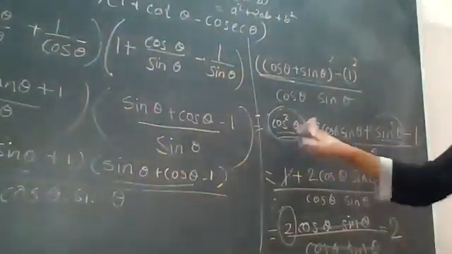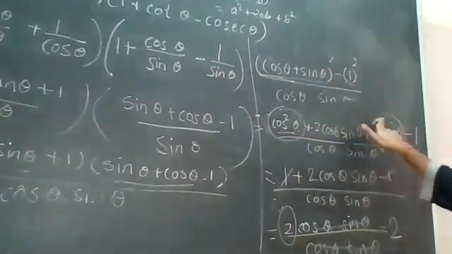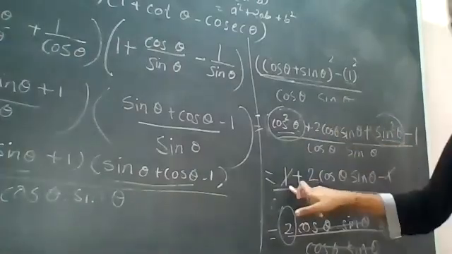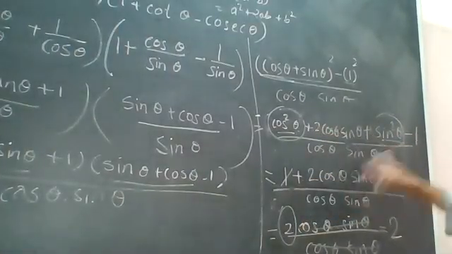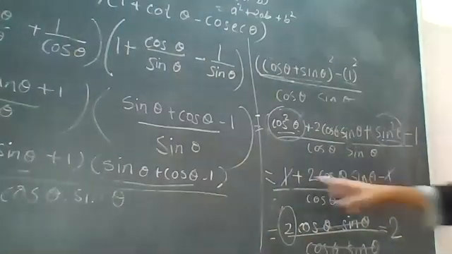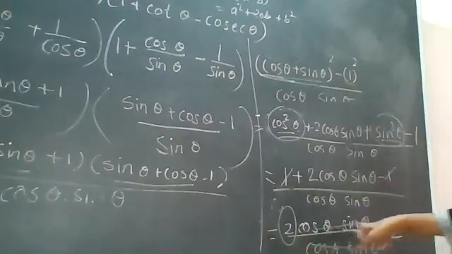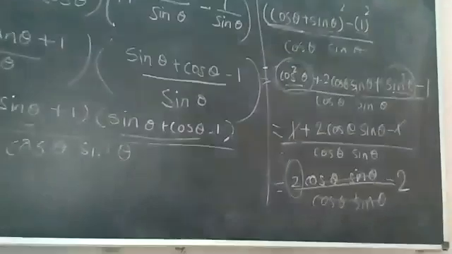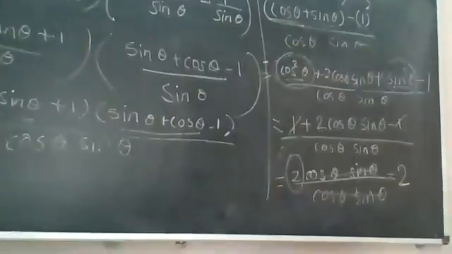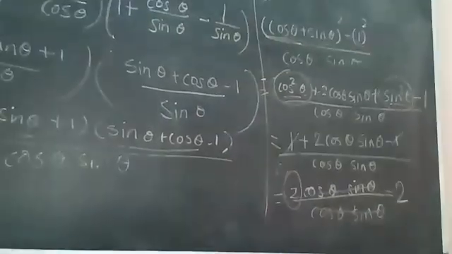So here cos square theta and sin square theta, we can replace them by 1. So it becomes 1 plus 2 cos theta into sin theta minus 1. Plus and minus will cancel out and what remains is 2 cos theta into sin theta upon cos theta into sin theta. This cos theta into sin theta will cancel out and the remaining answer is only 2. Like this way we can solve this sum.